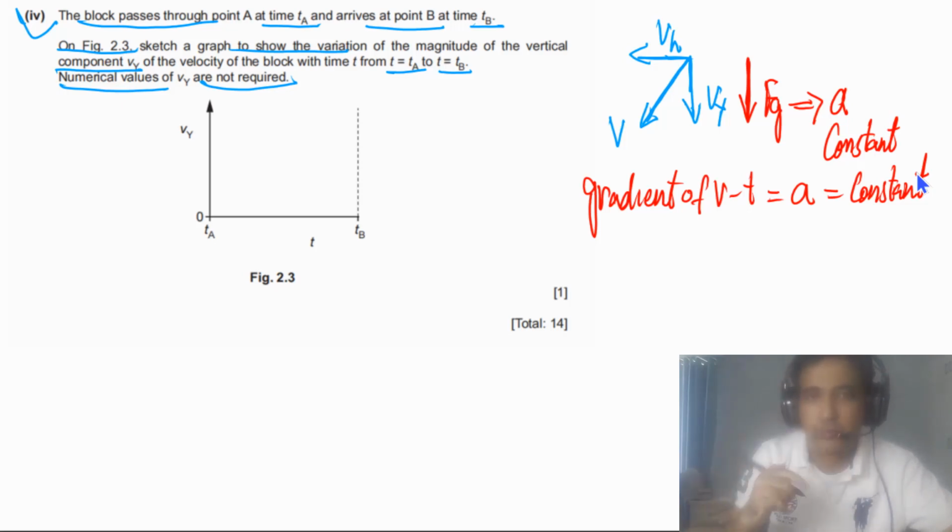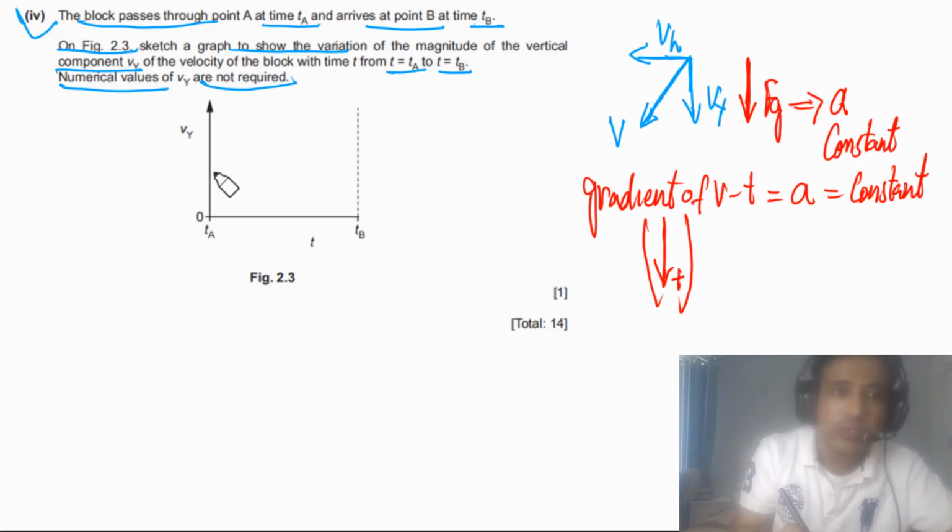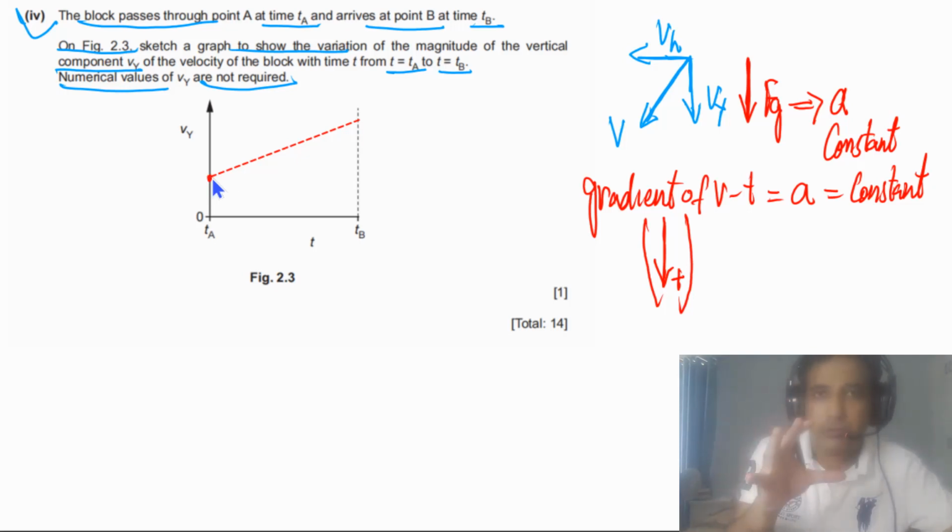If we take downward as positive, it means acceleration is positive, so the gradient has to be positive. So simply we need to sketch a line with positive gradient. We can assume it has a certain value of vertical component of velocity at A, and then velocity keeps on increasing. So this is how we can draw the line. This should not start from the origin, because at point A, the block has a certain vertical component of velocity. So this is how you need to sketch.